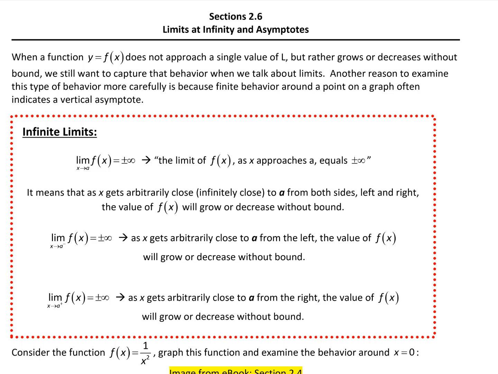So we say that the limit of a function as x approaches a grows or decreases without bound, and we capture that behavior using this infinite notation. We say that the limit of f of x as x approaches a equals positive or negative infinity, although we can't ever really be equal to infinity, right? Infinity is a concept and not a number. So we're using that mathematical symbol just to capture that behavior that we are either growing without bound or decreasing without bound. We also have the left and the right-sided limit where we can talk about it that way too.